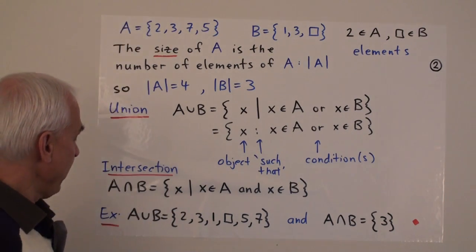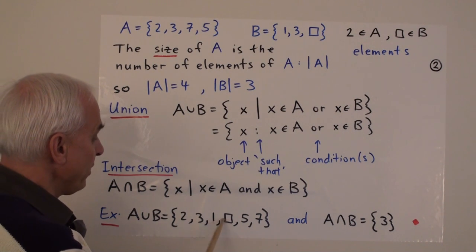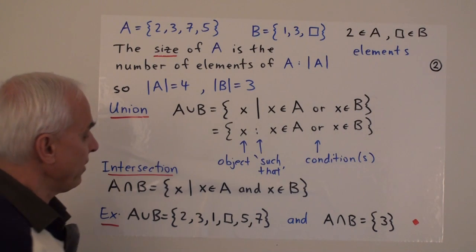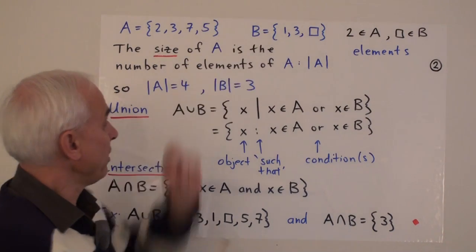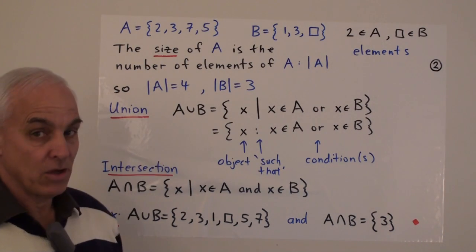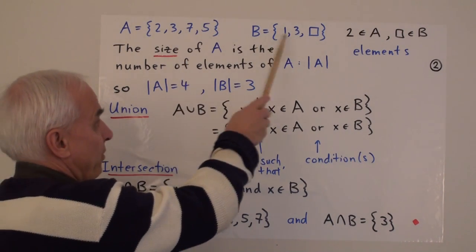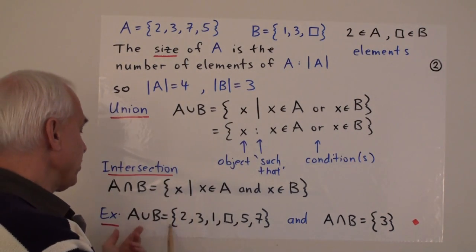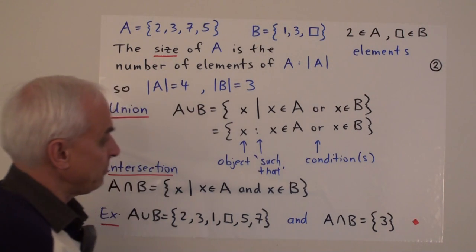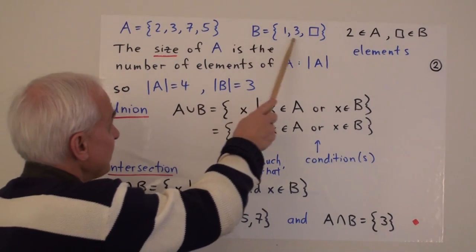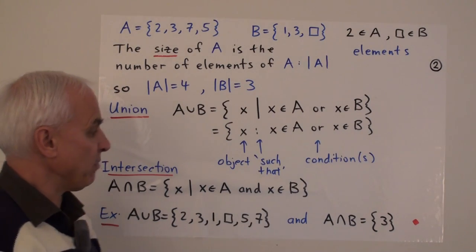So in our example, the union of A and B would be the set 2, 3, 1, square, 5, and 7. Those elements which are either in A or in B. And the or includes the possibility that they're in both. So 3 happens to be in both A and B. It's still an element of the union. The intersection, A intersect B, is just the set 3. It's the only element which is in A and in B.